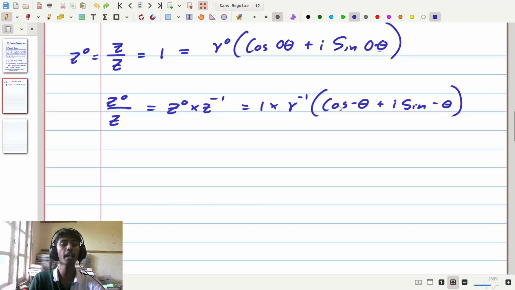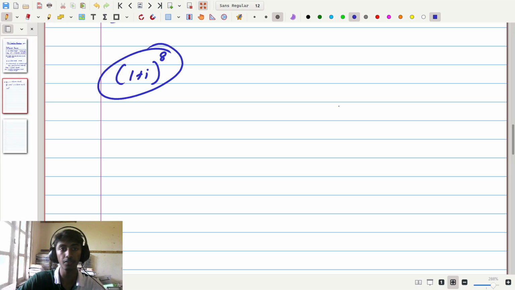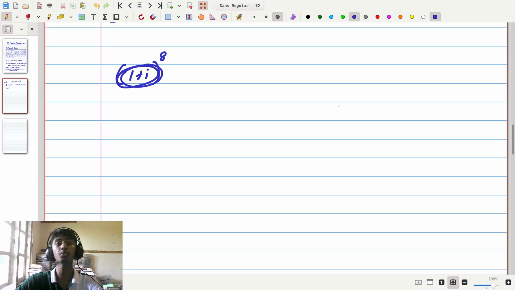So now, let's move on and take a look at some examples where we can use De Moivre's theorem to easily get the answer. Our first one is going to be considering, let's say, 1 plus i, and let's say we want to raise 1 plus i to the power of 8. Now, we could expand this using the binomial expansion, but we could also do it a little smarter and convert this into the form r times cosine theta plus i sine theta.